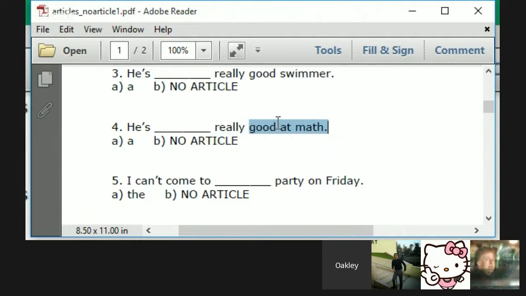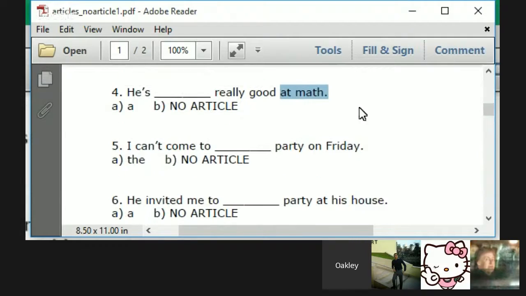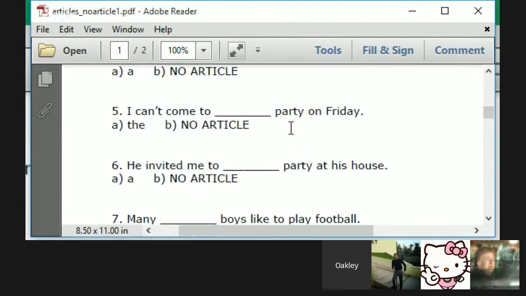Right. At math here is in a prepositional phrase. You don't have to concern yourself with that. That's not the following noun. There is no following noun, so there can't be an article. Right. Thank you. Very good. Mustafa, number 5. Number 4, please, again.